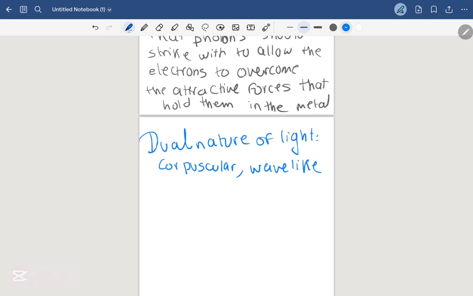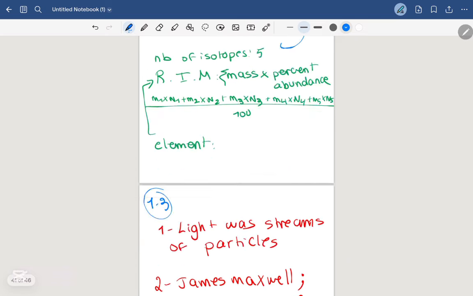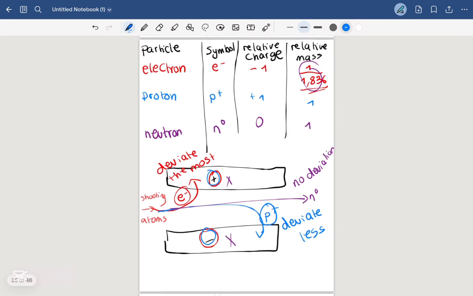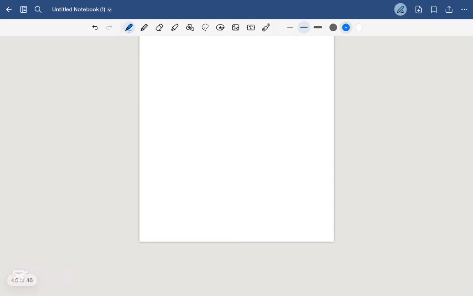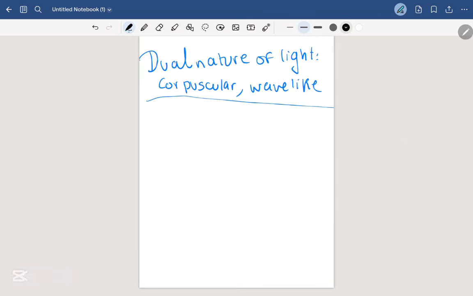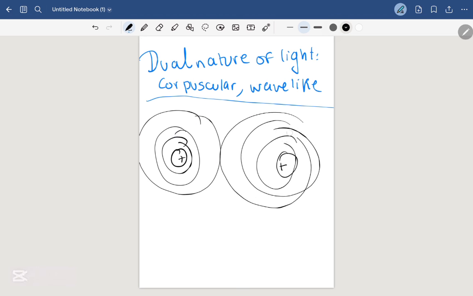Perfect. Now we need to go back to something we discussed at the beginning of the video, which I think is over here, which is Bohr's model. Here we go. We need to discuss Bohr's model. Let's say we have two atoms. We're going to call it the nucleus. Let's say the nucleus is positively charged. And then this has 1, 2, and 3 shells around it. Not the best at drawing shells. And this has 1, 2, and 3 shells around it. Where do you think the interactions will happen?